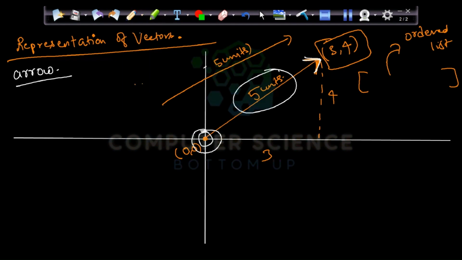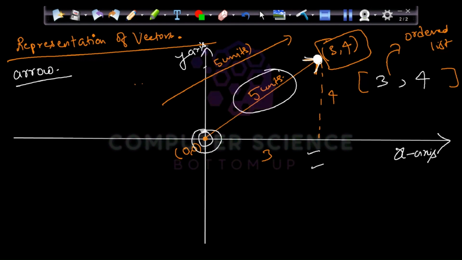Okay, so this is the x axis and this is your y axis, and relative to these axes only you are giving coordinates to a point. If this is a point, then relative to the x and y axes you are giving the coordinates to the point. So in the ordered list you have nothing but the ordered coordinates, meaning first you write 3 and then you write 4. So this is how you can represent a vector using an ordered list.